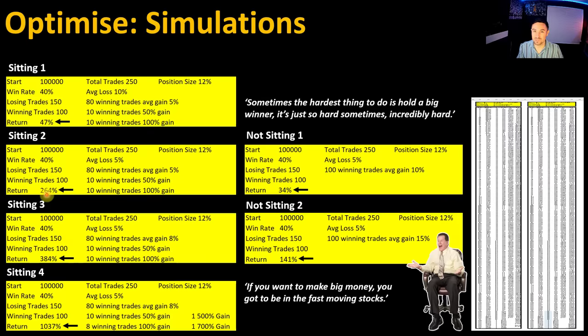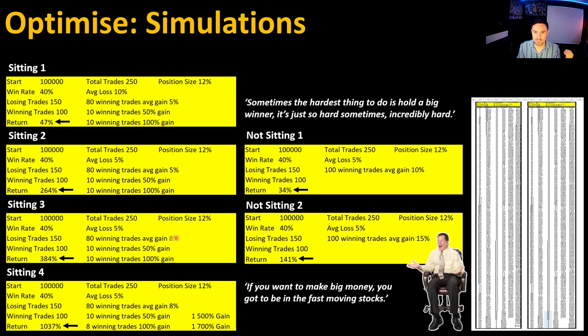Interesting. Setting three, we're gonna mix it up a little bit, okay? The only difference from setting two is that instead of your 80 winning trades averaging a 5% gain, we're gonna be a little bit more generous. They're gonna come in at a plucky 8%. So you now have 80 winning trades of 8%, 10 winning trades of 50%, and 10 winning trades of 100%. But this is the only metric. You now add another 100% just from bumping up from 5% to 8%.